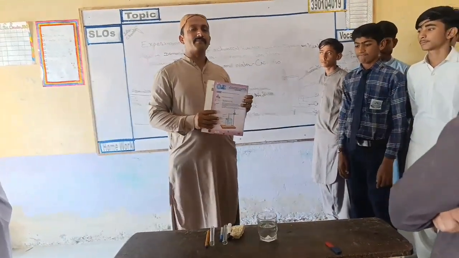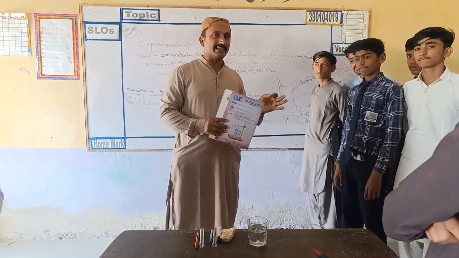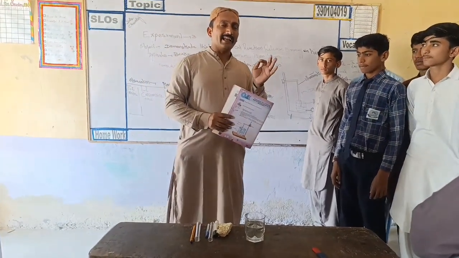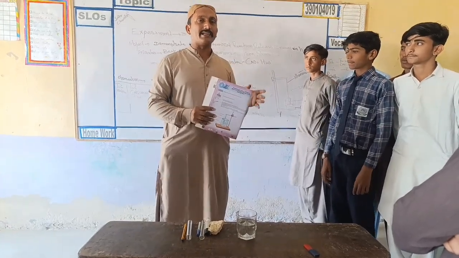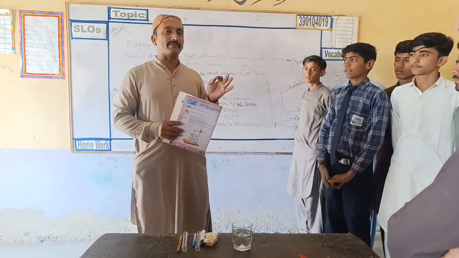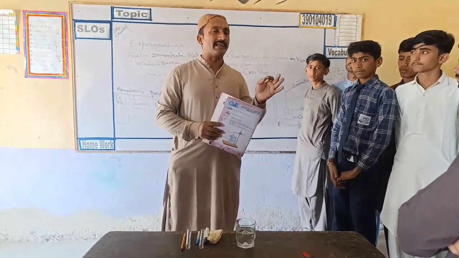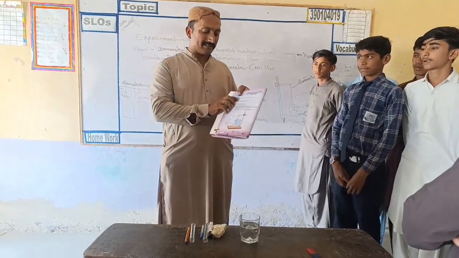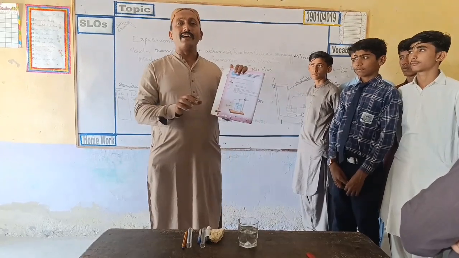Today, we perform a practical in chemistry class 9th, the third practical. The practical observation is that our objective is the demonstration of a chemical reaction that produces heat energy. First of all, the apparatus required for the experiment.